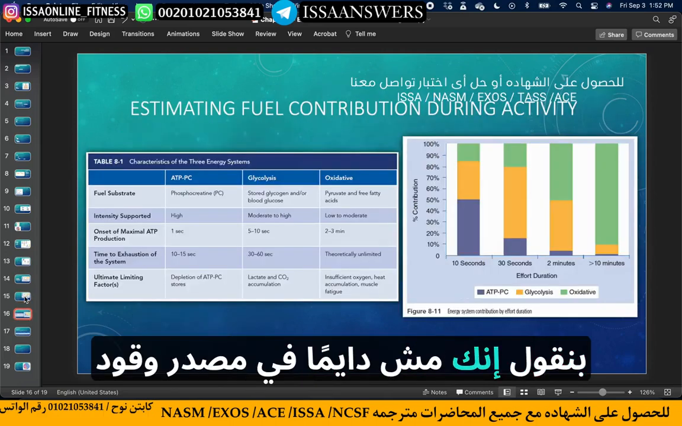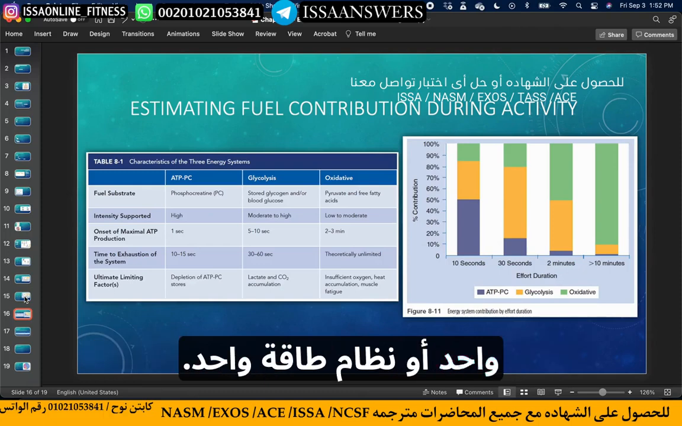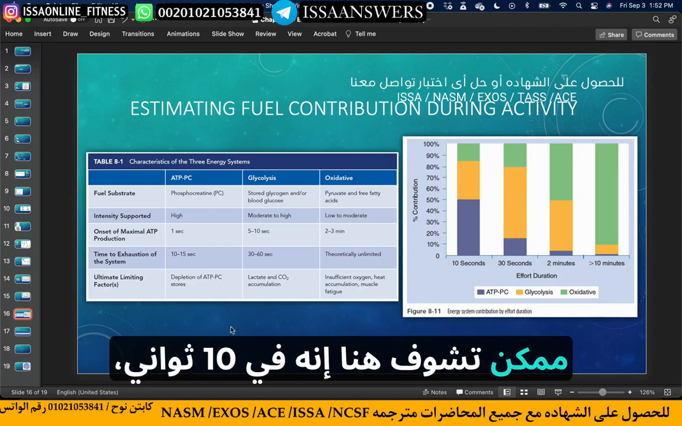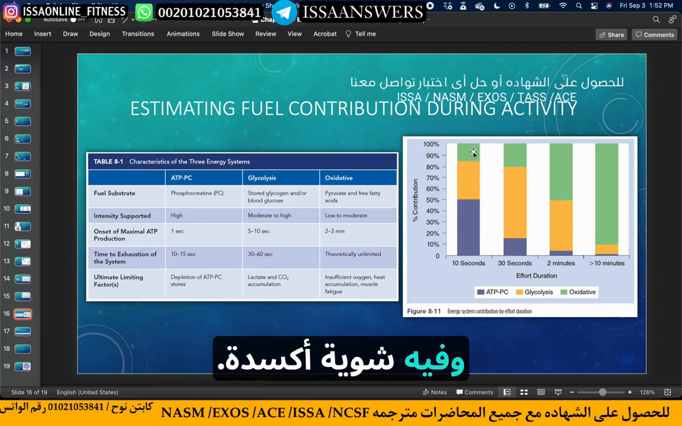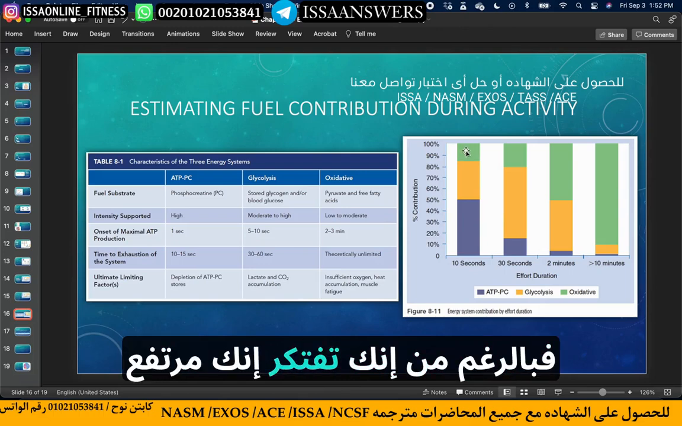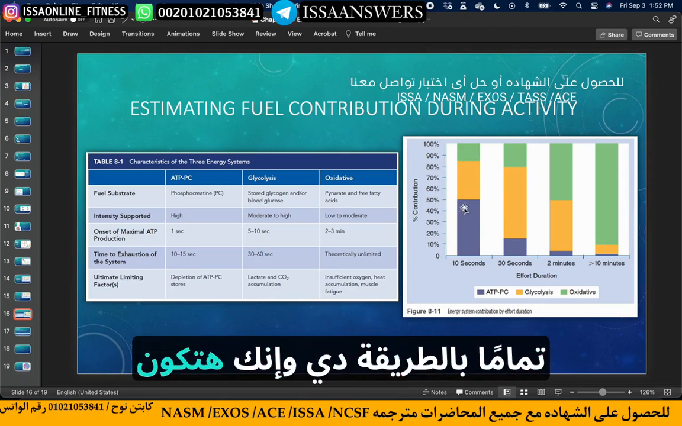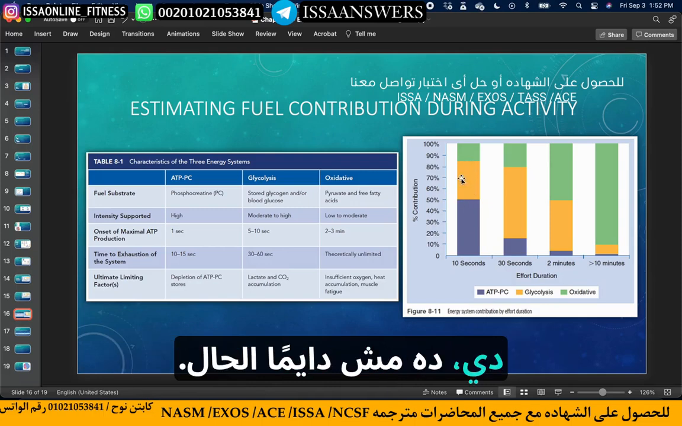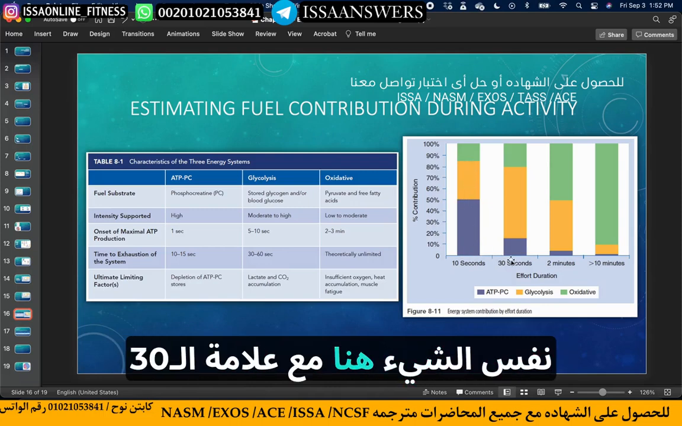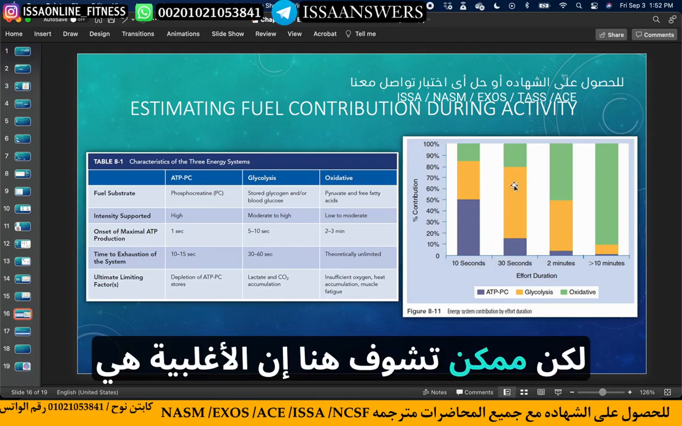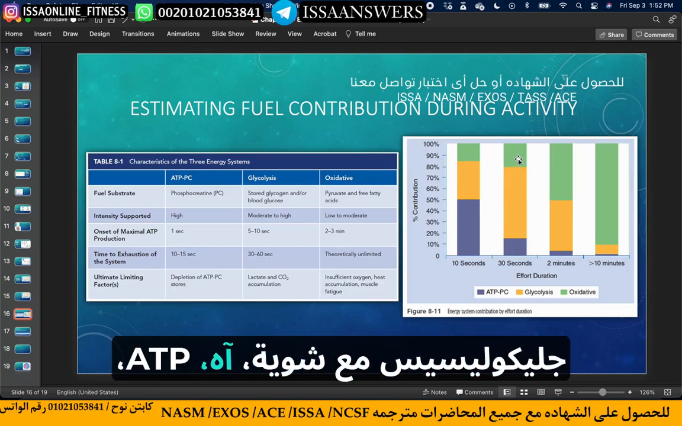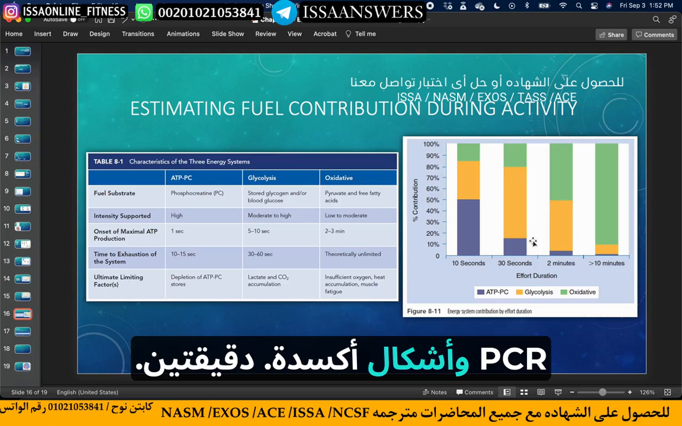Again, you're not always in one fuel source or energy system. You can see here that in 10 seconds, ATP PCR is the majority. There is some glycolysis in there, and a little bit of oxidative. So although you think you're completely elevated that way and you'd be way higher in this purple realm, that's not always the case. Same thing with your 30-second mark. That's more glycolysis, but you can see the majority is glycolysis with some ATP PCR and oxidative.